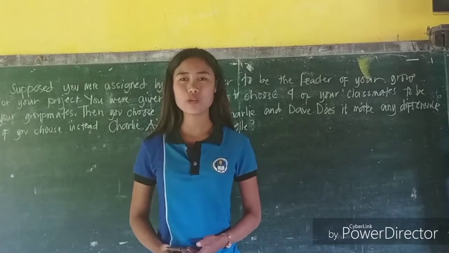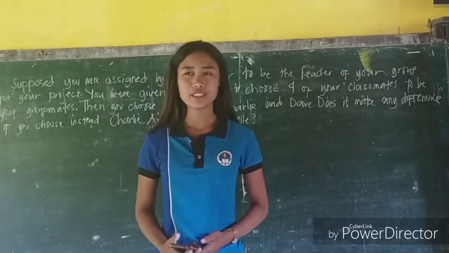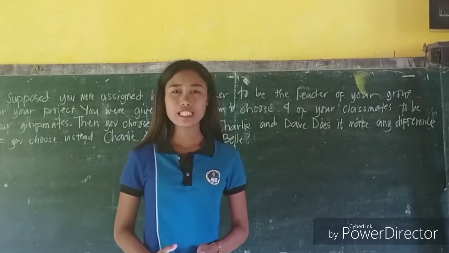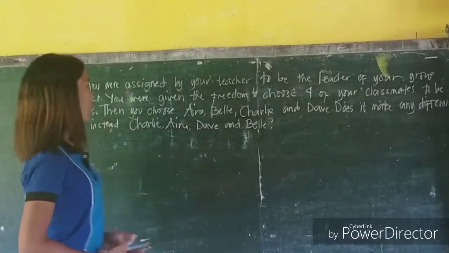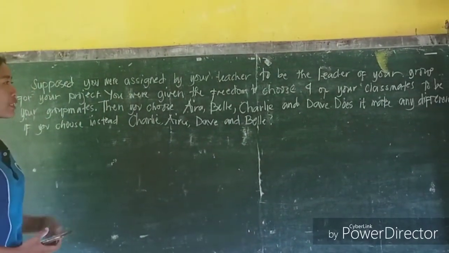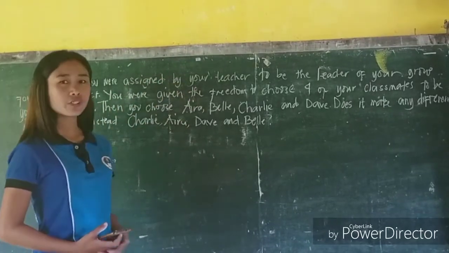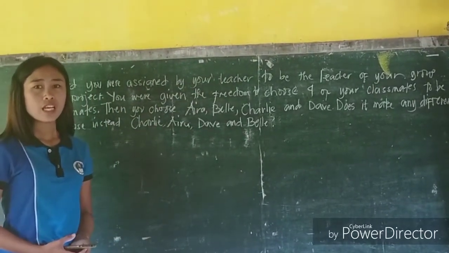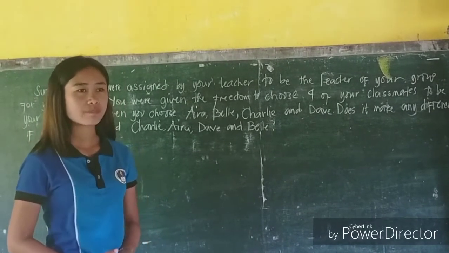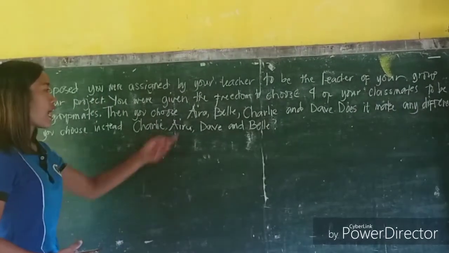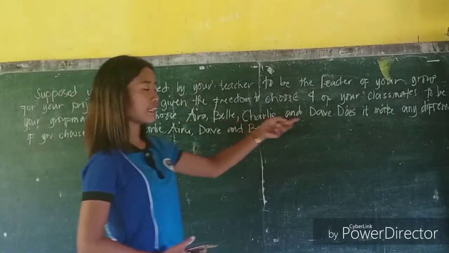Guys, for today's video, we will talk about combination. But before that, let's try to answer this activity first. Suppose you were assigned by your teacher to be the leader of your group for your project. You were given the freedom to choose 4 of your classmates to be your group mates. Then you choose Ira, Belle, Charlie, and Dave.